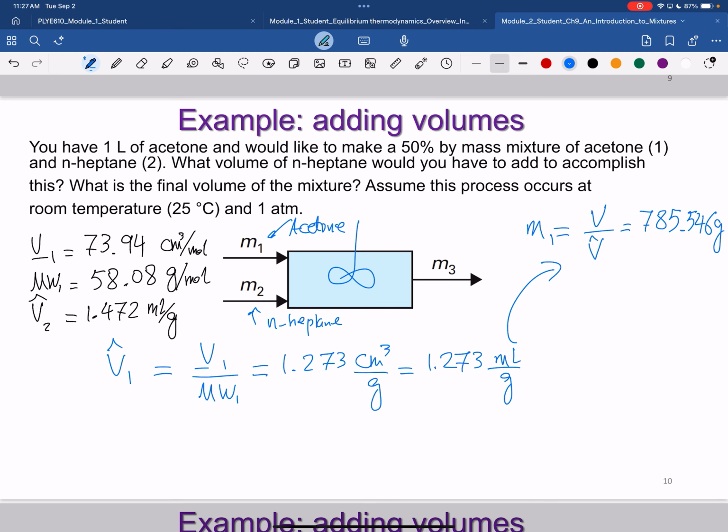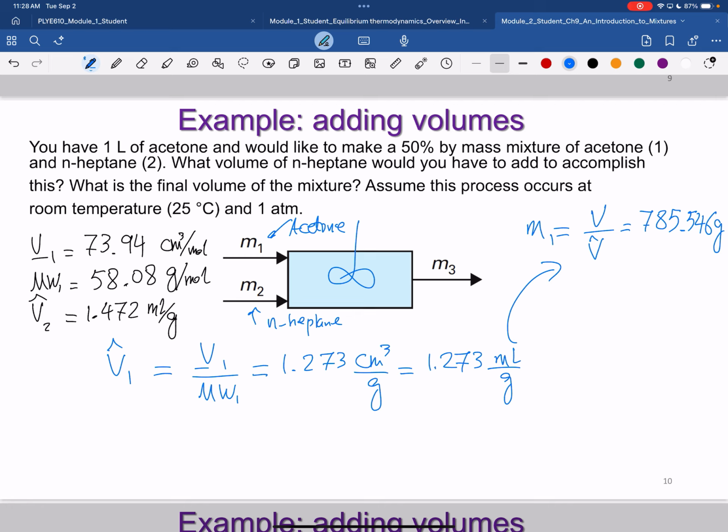Oh, is it the same? Because it says it's the equal mass mixture. Where did I say equal mass? It's 50% by mass. You have a mole fraction. Yeah, mass fraction. Yeah.